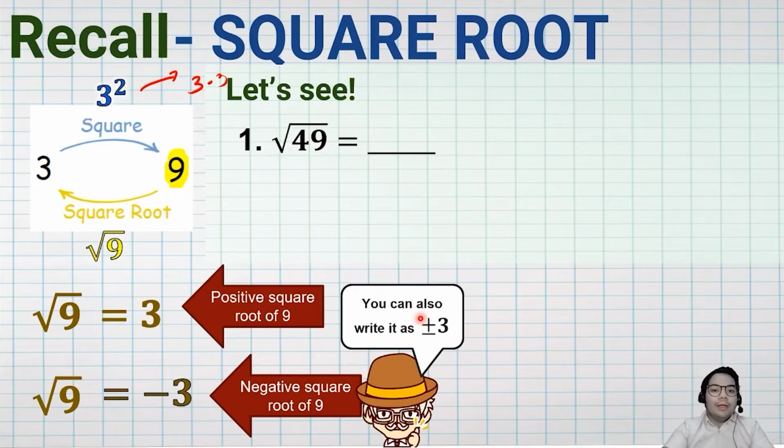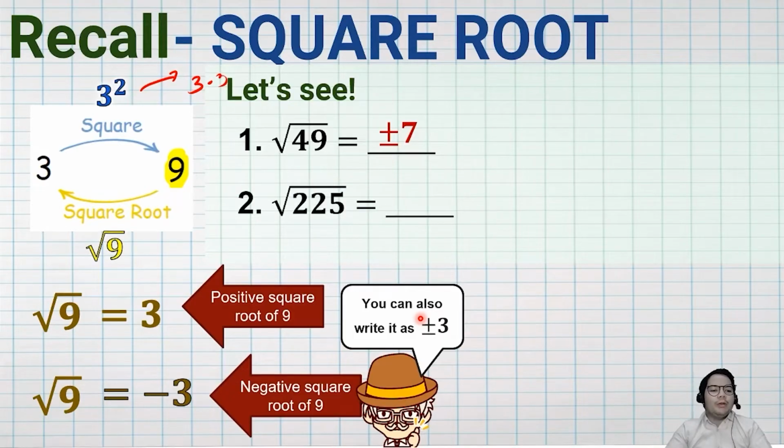Have you thought of 7? That's correct. But you have to also consider negative 7. Kasi pag in-square din natin si negative 7, negative 7 times negative 7 is also 49. So the square root of 49 is positive and negative 7. Next, ano kaya to? Square root of 225. Have you thought of 15? That's also correct. So, our answer is positive and negative 15.